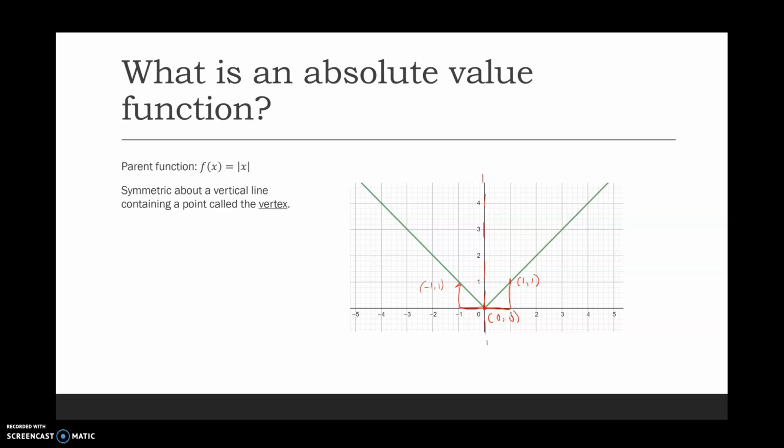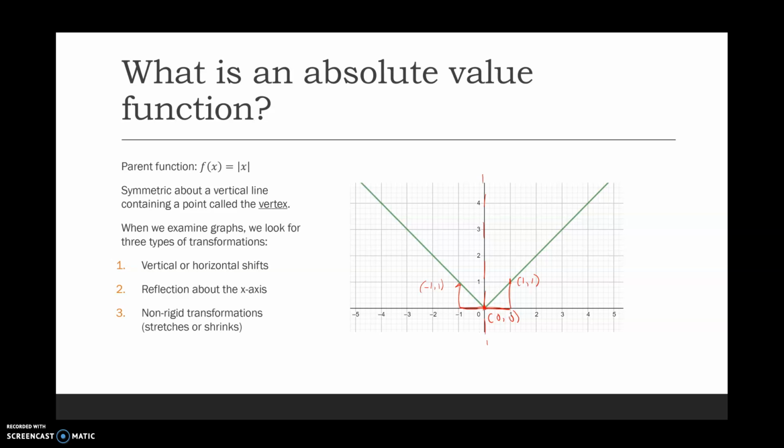So what are we looking for when we're talking about transformations? We look for 3 main types. We're looking for vertical or horizontal shifts, so that's moving up or down in the plane or to the left and right. Reflection about the x-axis. There are also reflections about the y-axis, but in this case, you wouldn't see a reflection because it would just be itself, right? If you were to reflect this about the y-axis, it would just be the thing itself. And we look for non-rigid transformations, such as vertical stretches or shrinks.